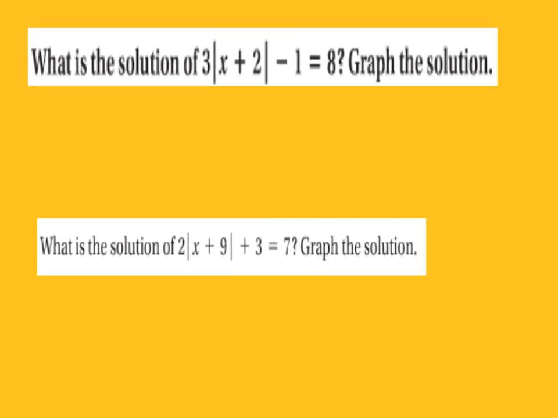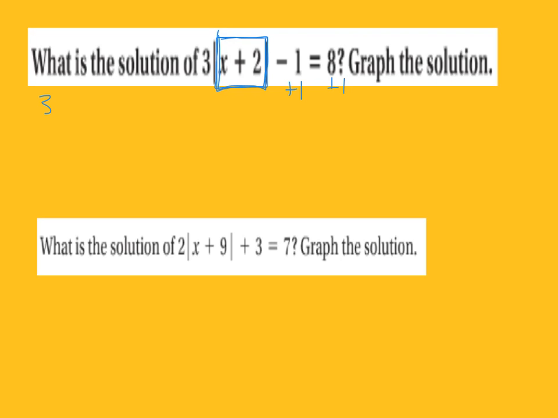Same type of problem, however, whenever you have other numbers that are not part of my absolute value, I have to get rid of those numbers before I can set up my two equations. So I'm going to pretend like this box is my unknown. First, I have to get that box all by itself. So first I'm going to add 1 to both sides of my equation.